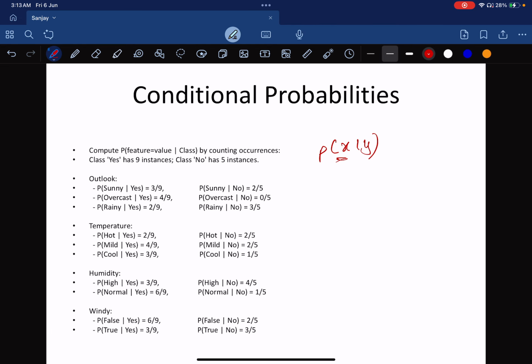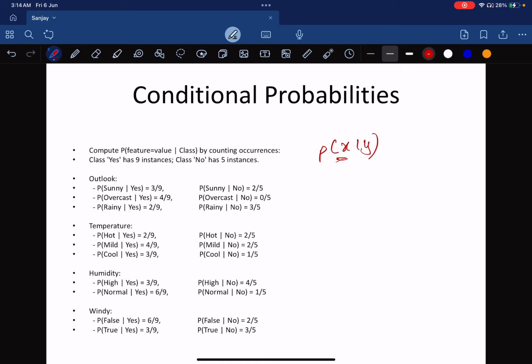Let's see the outlook. Let's find the probability of sunny given yes. It's like, whenever sunny comes, what is the probability that we can play the game? It's the yes, right? Let me tell it once again. Whenever sunny comes, what is the probability we can play? Second, whenever overcast comes, what is the probability we can play the game? And whenever rain comes, what's the probability we play the game?